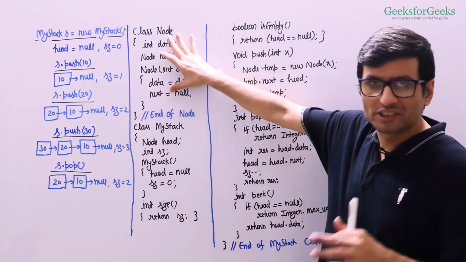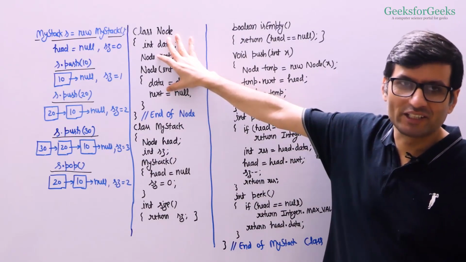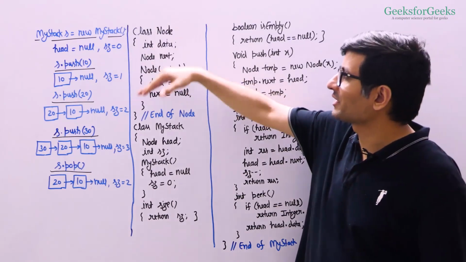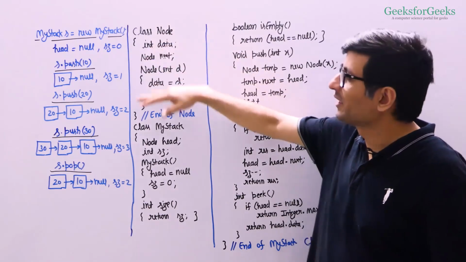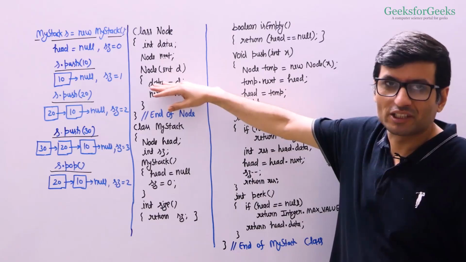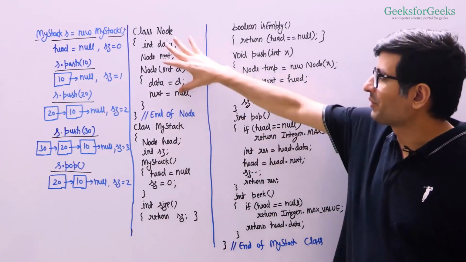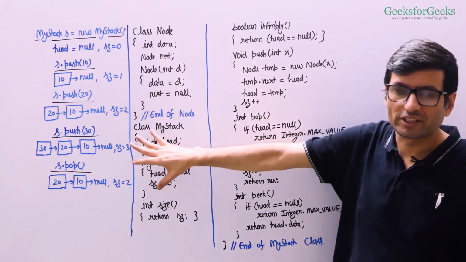So we have the same node class that we had in linked list, right? Because we need to use linked list implementation. So we have the node class which has data and next, and we have a constructor inside it which initializes the data with given value and initializes the next as null. Now we are going to use this node class to create a linked list.